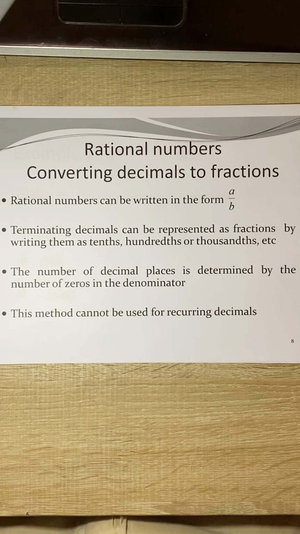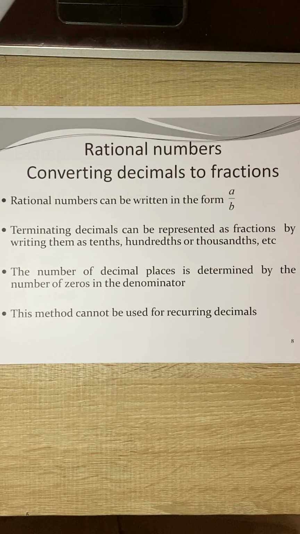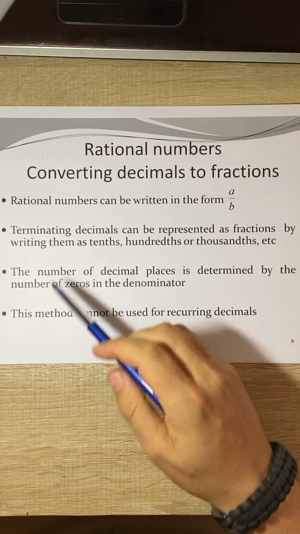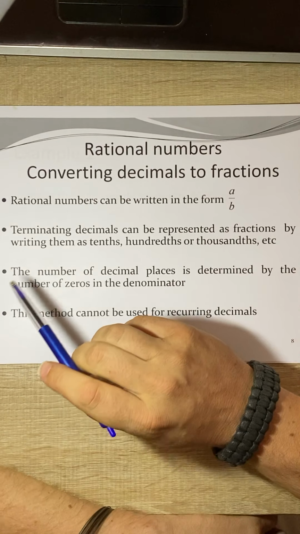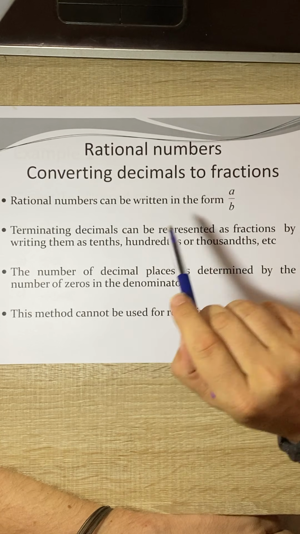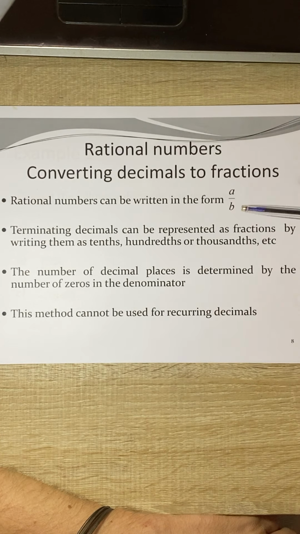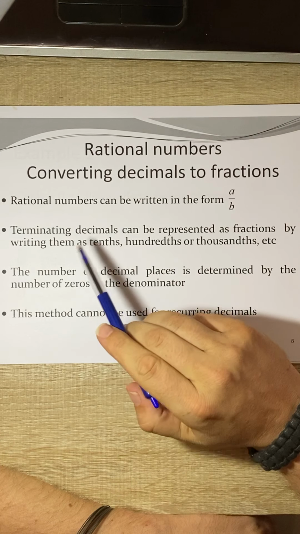Grade 10. So today we're going on to converting decimals to fractions. Okay, just to read through a couple of these things, just remember you can pause the video to take down notes. So rational numbers can be written in the form a over b, in other words, a fraction.